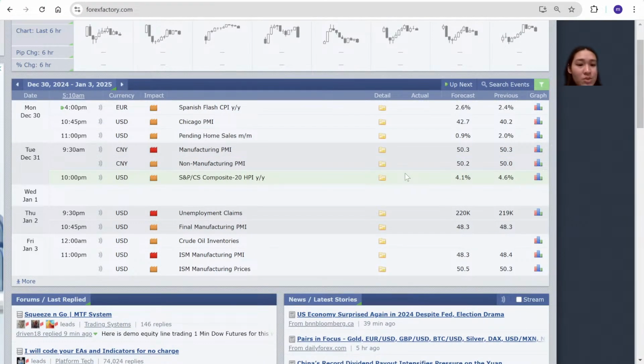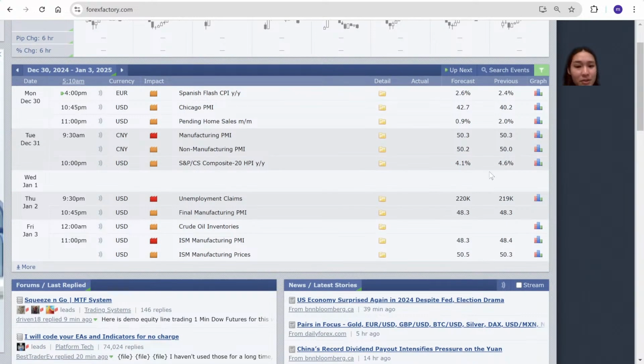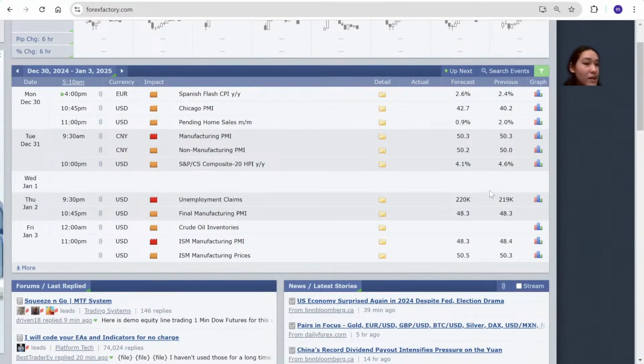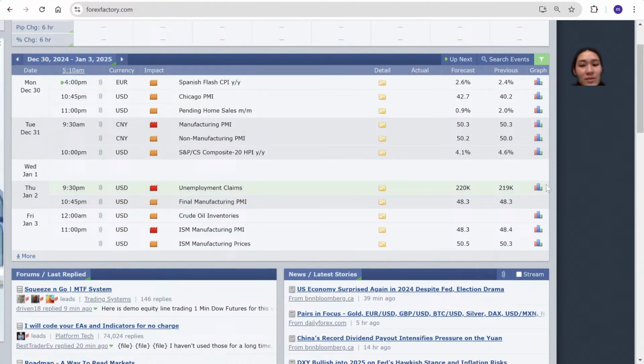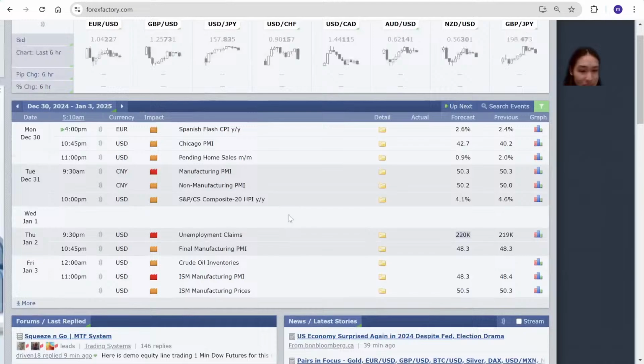And we also have the US S&P CoreLogic Case-Shiller Composite 20 HPI year-on-year data, which is expected to drop to 4.1%, from a previous 4.6. Wednesday will be New Year's Day, so we don't have any economic data on that day. On Thursday, we have the US unemployment claims, which is expected to increase slightly to 220K, as well as final manufacturing PMI. On Friday, we have US crude oil inventories, ISM manufacturing PMI, and ISM manufacturing prices.